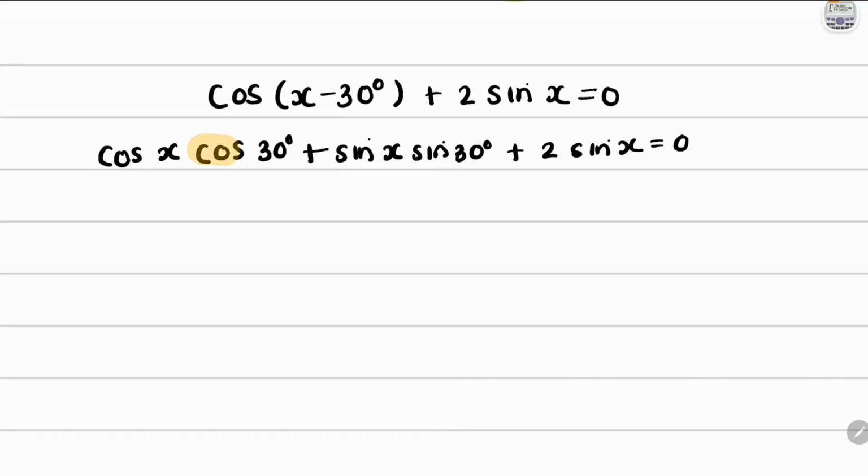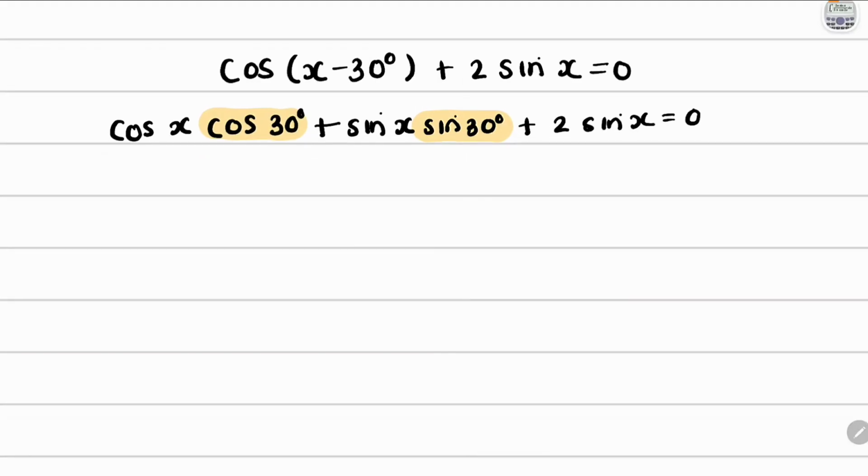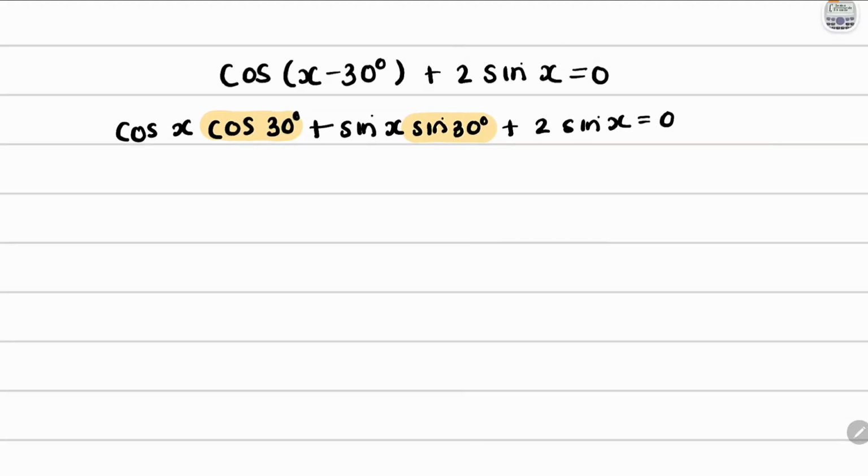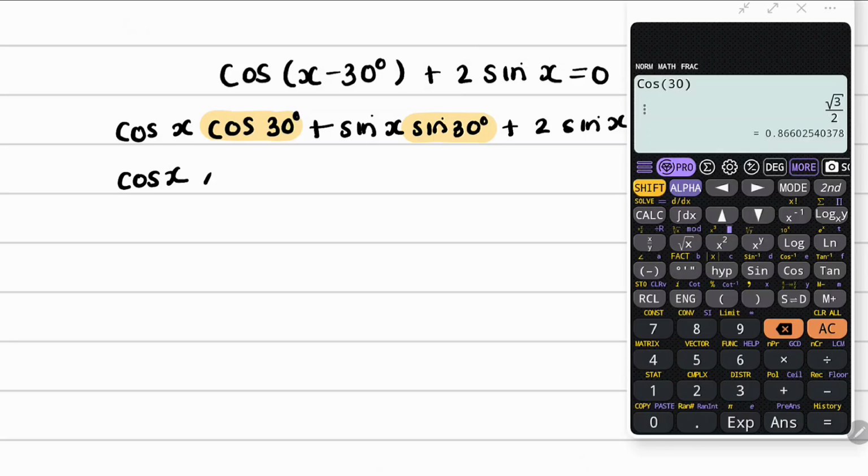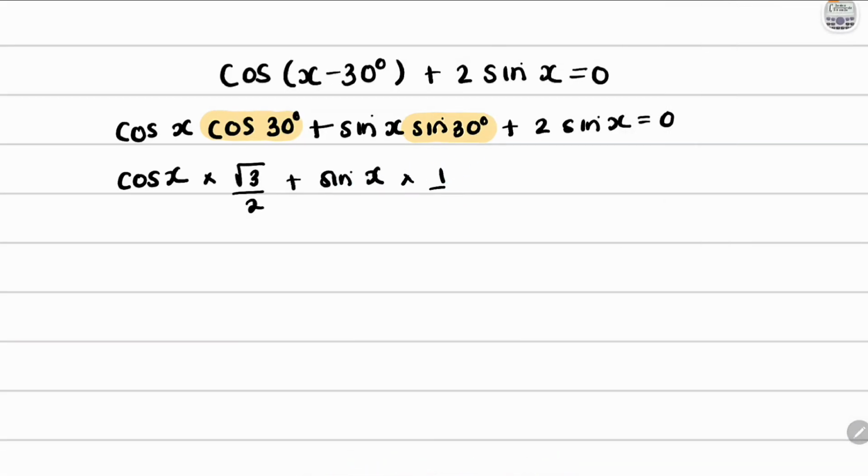Because we have cos 30 and sine 30, we can use our special angles to simplify that. With 30 degrees, it's not really an issue. You can actually just use your calculator. So cos x, and cos 30 gives us square root 3 over 2, so multiply by root 3 over 2. Then we have plus sine x multiplied by sine 30, which is a half. Then we have plus 2 sine x being equal to 0.